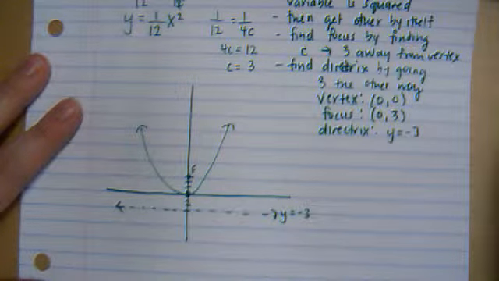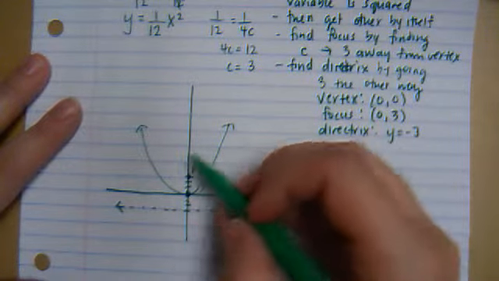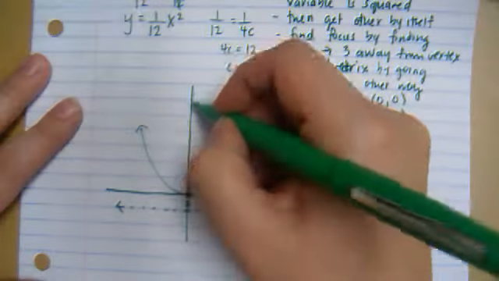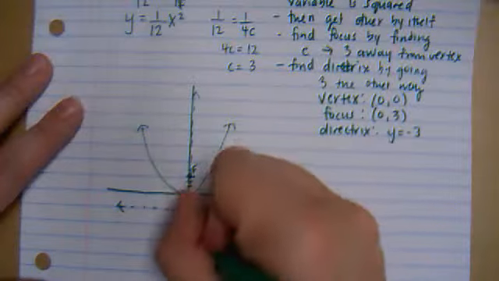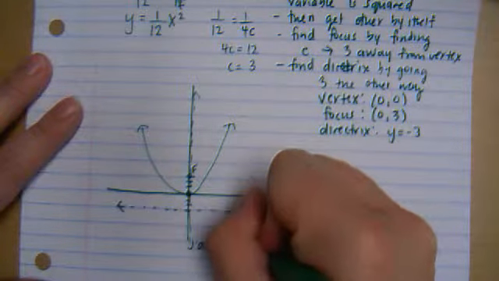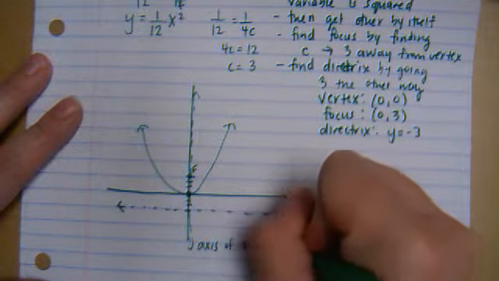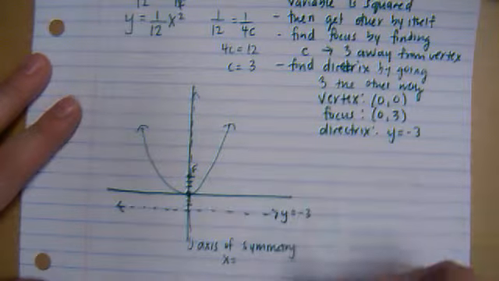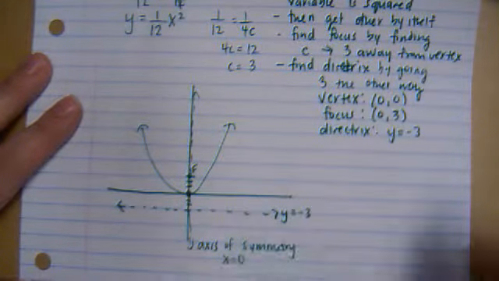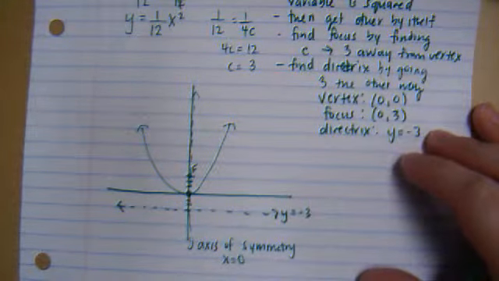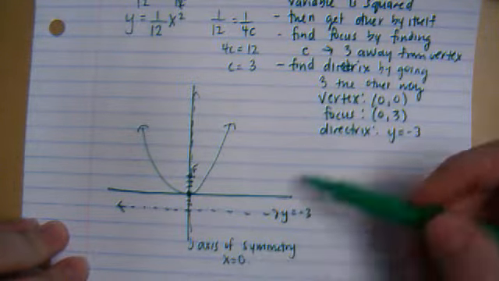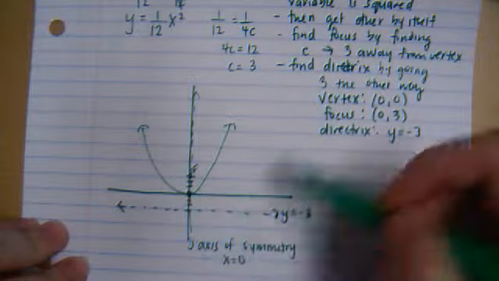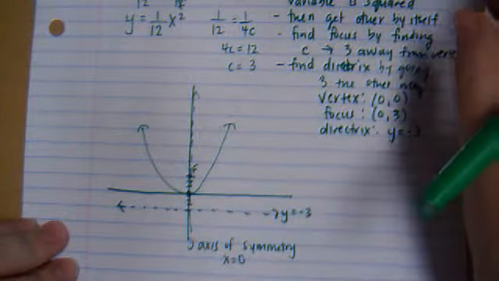Alright, now axis of symmetry. So what makes this parabola symmetrical? If I were to draw a line directly down, this would be my axis of symmetry. Okay, this equation, because it's a vertical line, is x equals. Well, it's x equals 0 because it goes through the origin. So there's that problem. So we found the vertex, we found the axis of symmetry, we found the focus and the directrix, and we sketched the parabola. So let's look at another example.